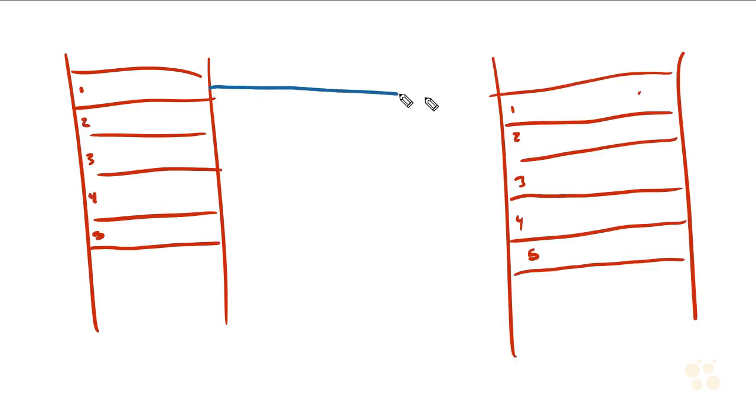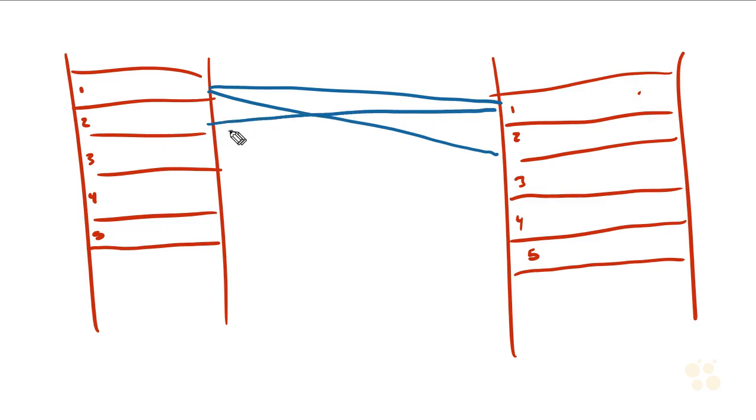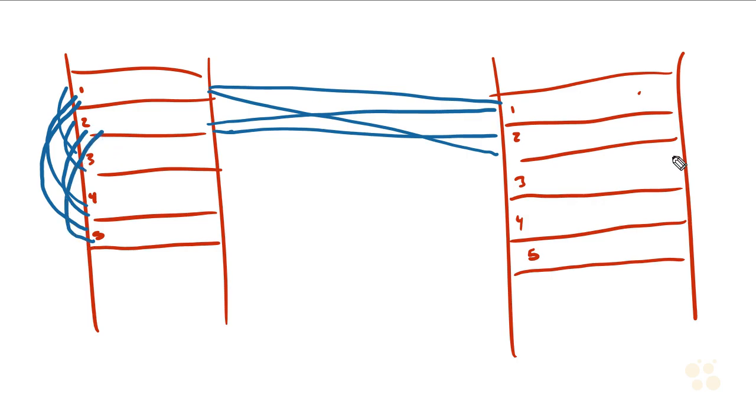Exactly like this. Core switch 1 to core switch 1. Core switch 1 to core switch 2. Core switch 2 to core switch 1, and core switch 2 to core switch 2. And remember, inside of each building, as I said before, each of these switches has redundant connections to core switch 1 and core switch 2. Like that, and like that. Same thing over here.